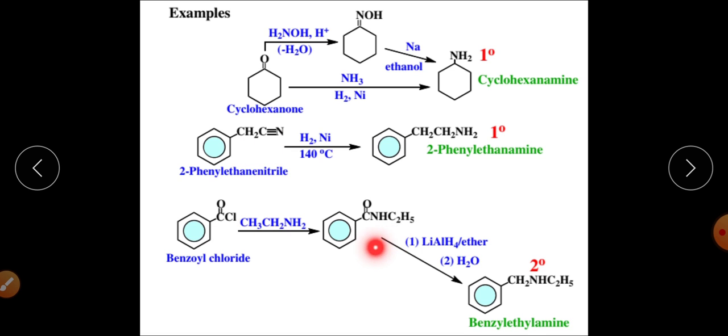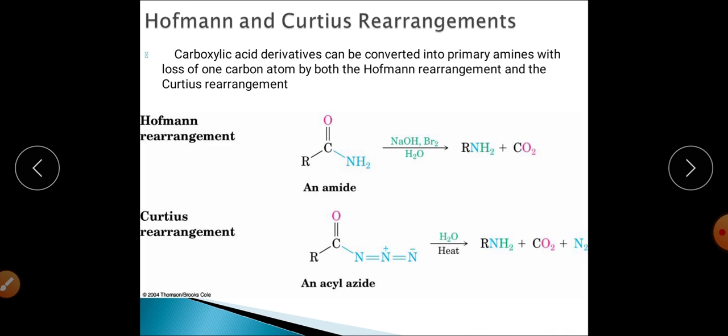So you can see that by using the reduction reaction on this oxime, on this nitrile, and on this particular amide, you can convert these groups into amines, and you can get different types of amines by controlling what groups are attached to this nitrogen, right? So this is the reduction reaction.